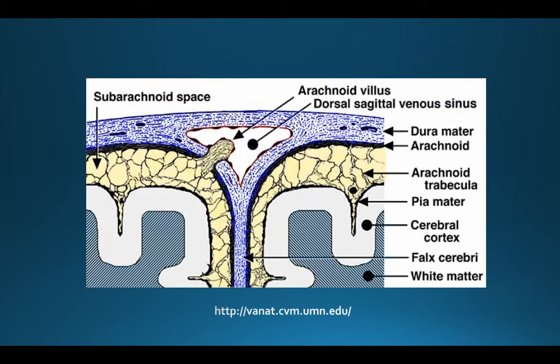This is just a representation of what the sinus would look like. You can see the sinus, the clear space in the middle, has arachnoid villi sticking into it, and then that arachnoid villi drains the cerebrospinal fluid into the subarachnoid space.